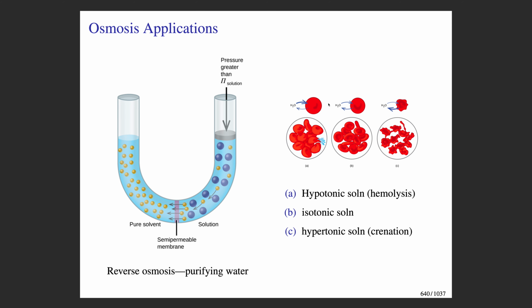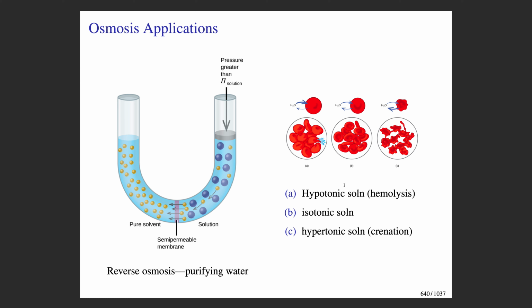Some applications of osmosis. Reverse osmosis can be used to purify water. I happen to have a reverse osmosis water filter underneath my sink at home. The idea here is that if you take contaminated water that has some solute in it that you don't want, and you have appropriate membranes, you can push down on the solution side, and that will cause the water to go through the semi-permeable membrane, leaving the presumably toxic solute behind.